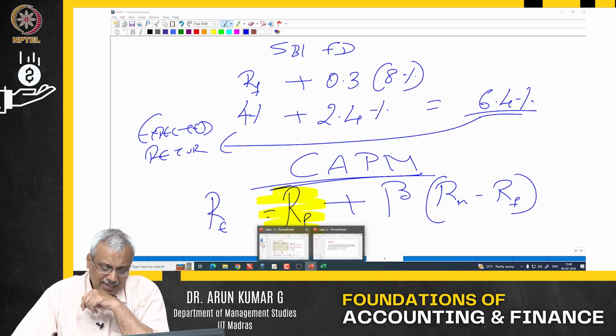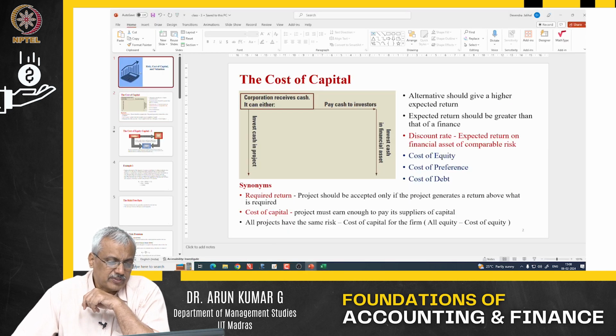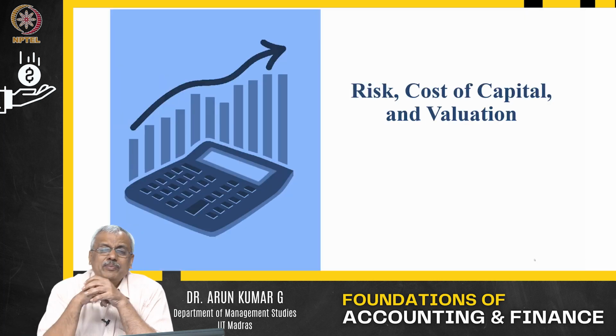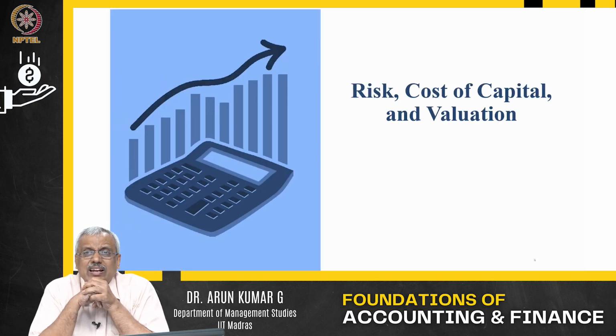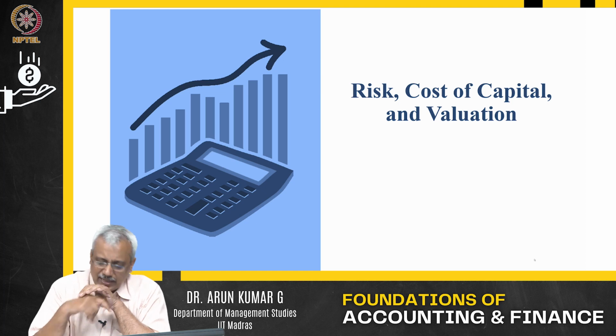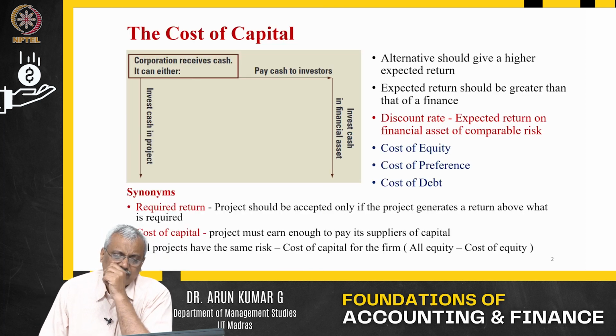We move to the next aspect from this. Then what is the next aspect? We move to something called cost of capital and valuation. Sir, what is this cost of capital? Let us see. So, what is this cost of capital?